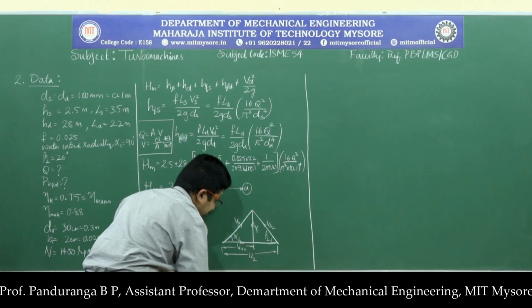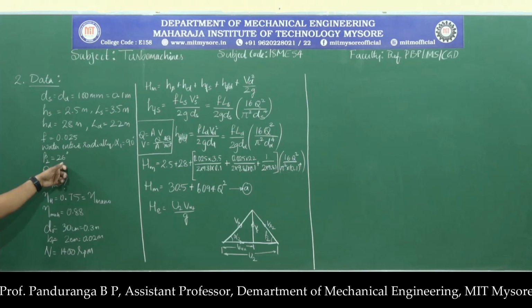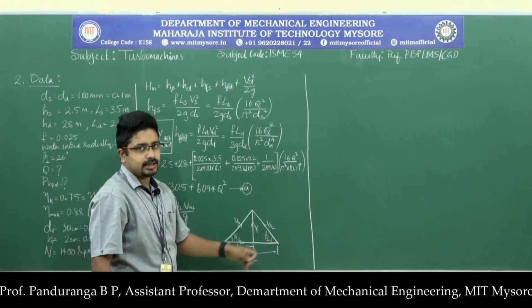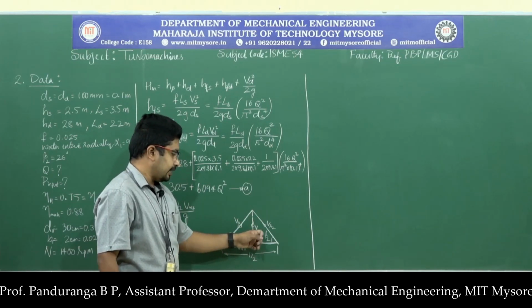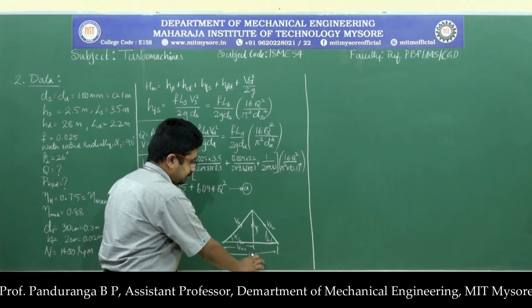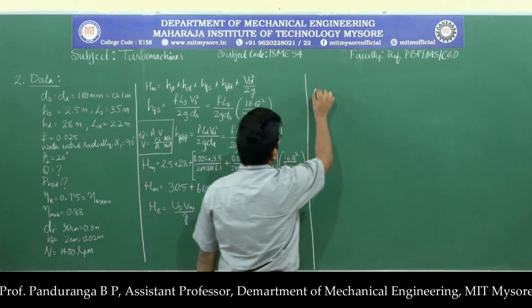this is alpha 2. Now in the problem they have given beta 2 as 26 degree. I know this, it's 26 degree. I need to find out Vf. So if I know Vf, since I know beta 2, I'll be able to find out Vu2 if I calculate U2. So first let us calculate U2.